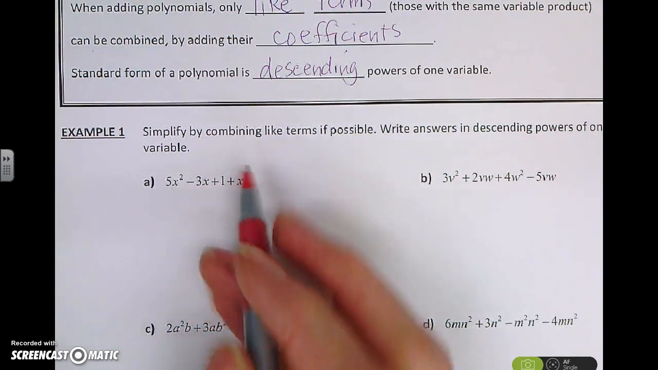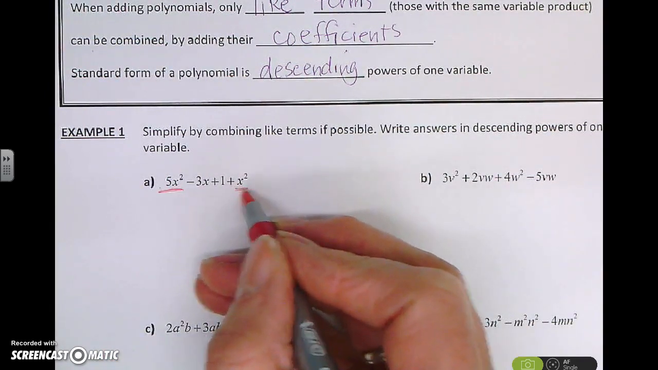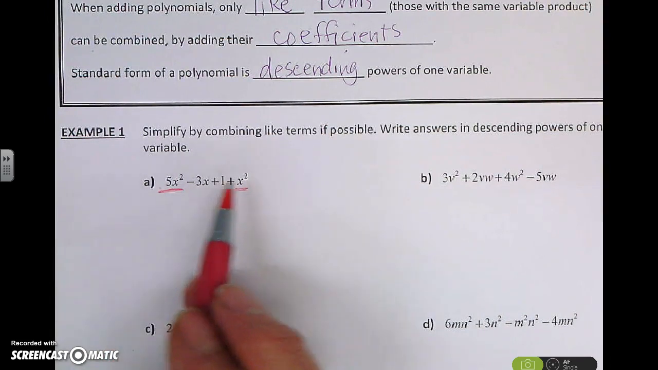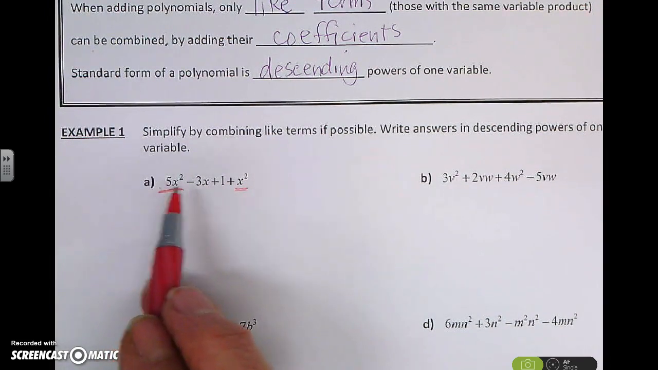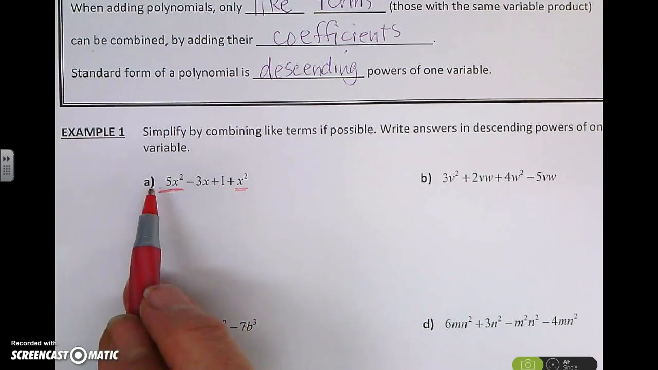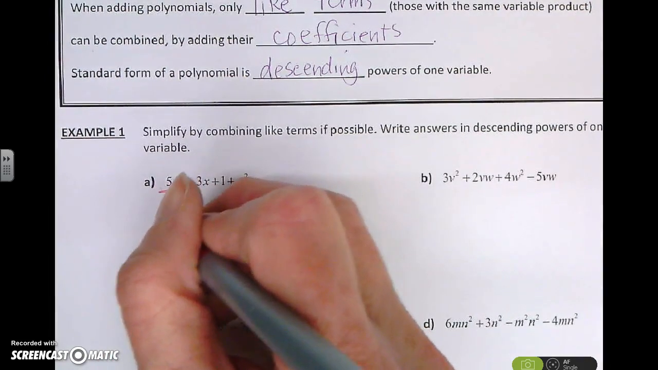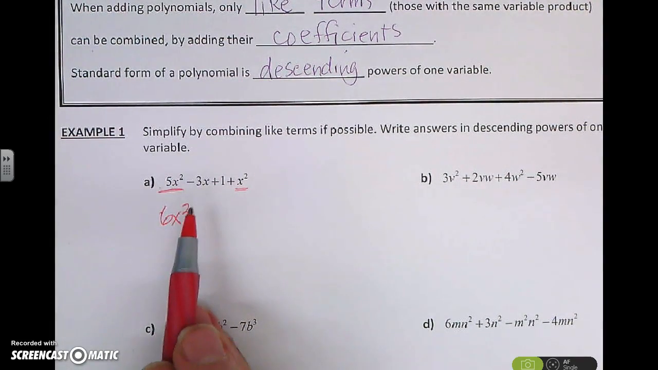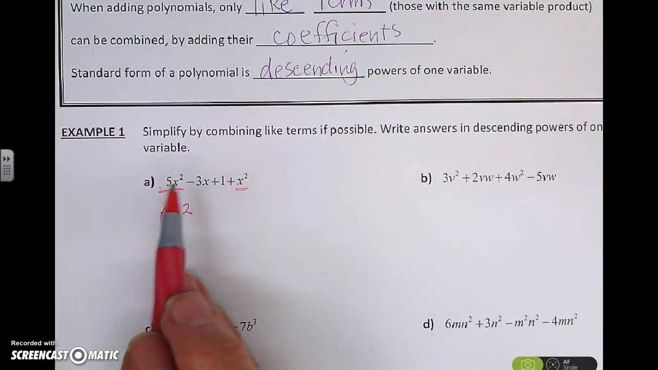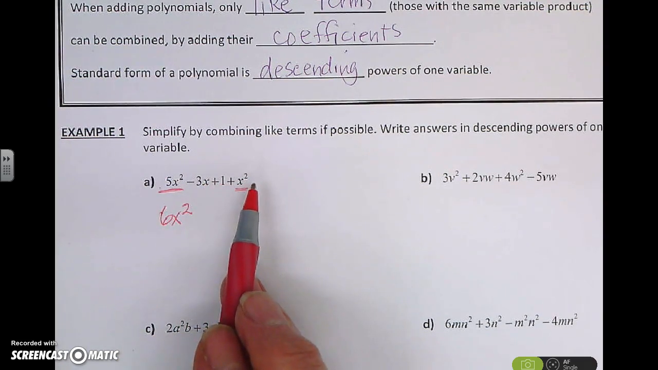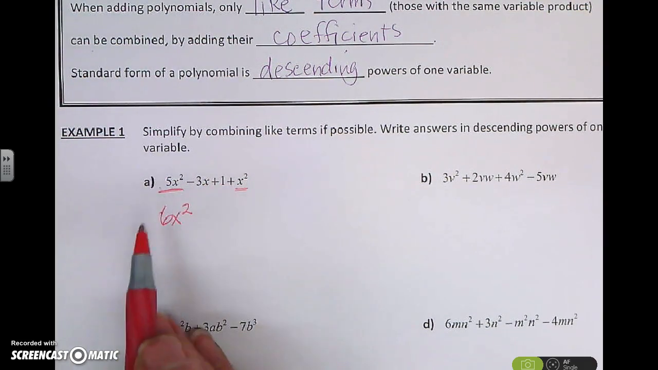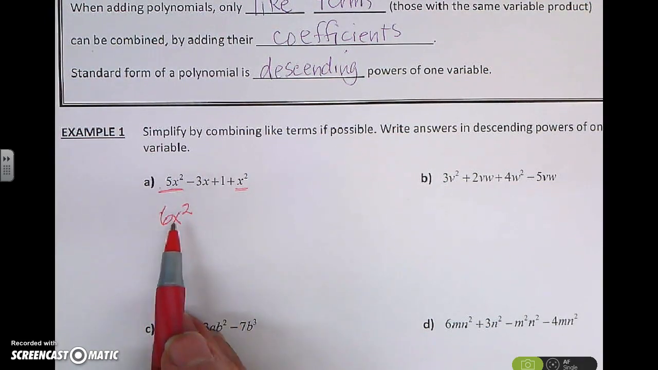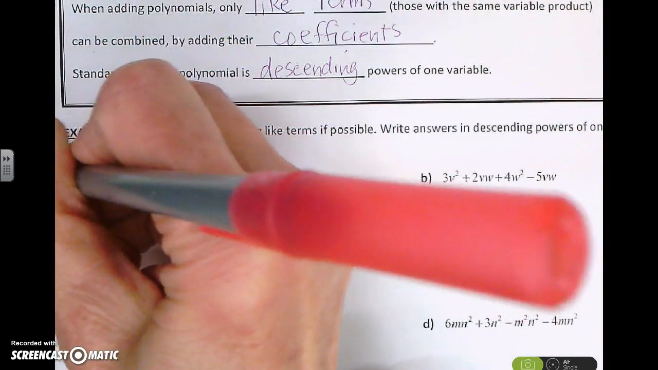So the ones that are alike are the 5x squared and the x squared. So I'm going to combine them by adding their coefficients. 5 plus, there's an understood 1 there, so 5 plus 1 is 6x squared. Now if we put it in descending order of our variable x, 2 is going to be our highest power. So notice that when I added my 5x squared and my 1x squared, I added the coefficients, but the variable stayed the same.